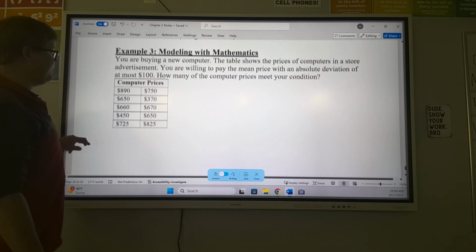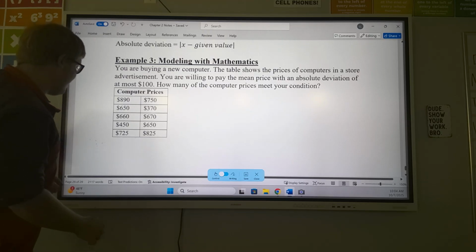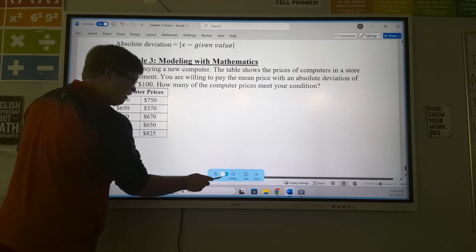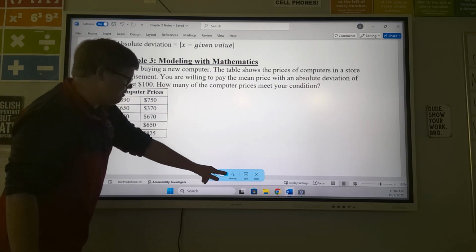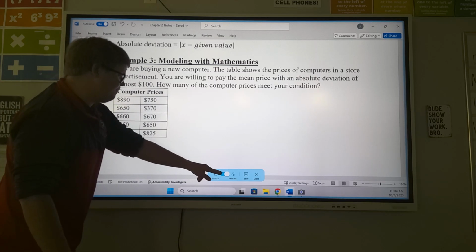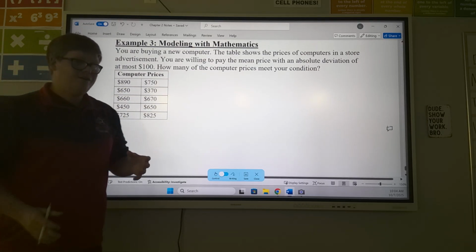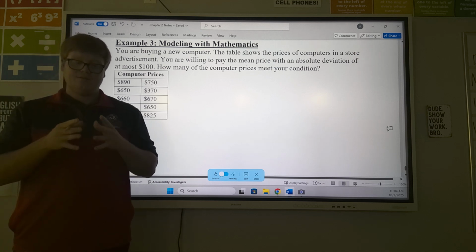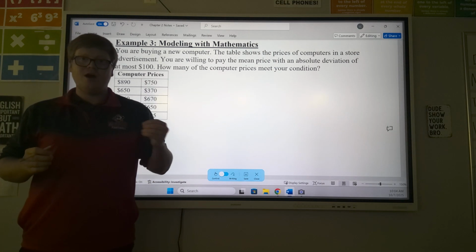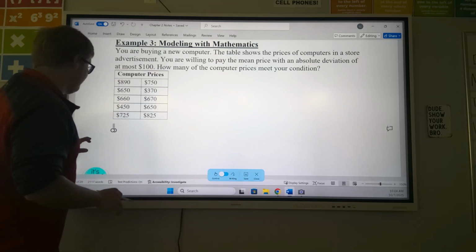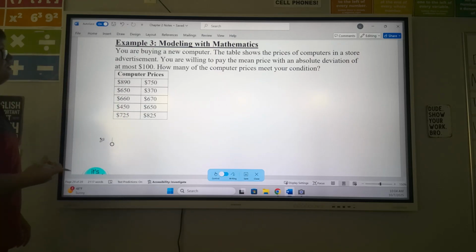Okay, we're going to move on to absolute deviation. Now, absolute deviation is just like the margin of error in science, which I don't know if you guys know what the margin of error is or not, but the margin of error basically is you have a set value, right? And you're willing to go over by a certain amount, and you're willing to go under by a certain amount. So, in this situation, you are buying a new computer.